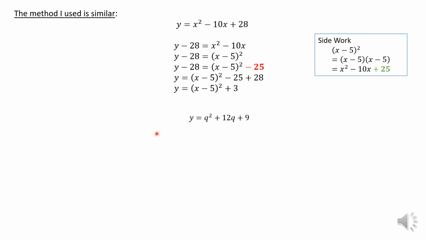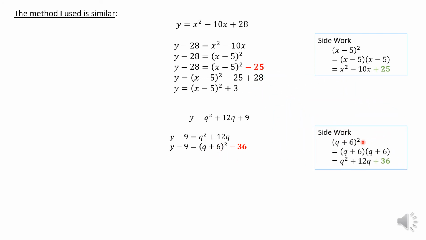Let's bring another one. I have y equals q squared plus 12q plus 9. First step is I'll take that 9 to the other side. The coefficient of the square term is 1, so I can go straight and find half of 12, which is 6. If I do my side work and say q plus 6 all squared, I'll eventually end up with something like this. Remember now that 36 is in here. It has been added, so I cleverly just take it away. And the only thing left is to bring that 9 back, and when you clean that up, you get y equals q plus 6 all squared minus 27.